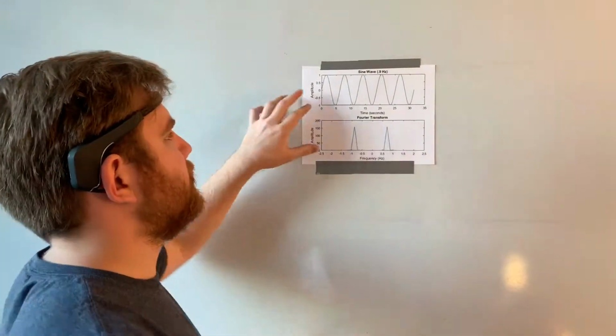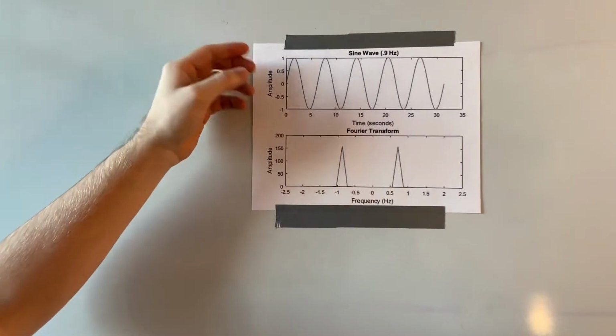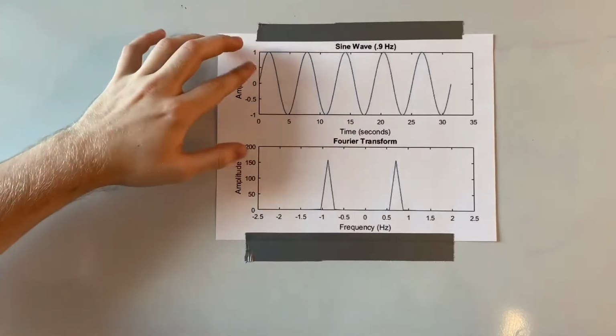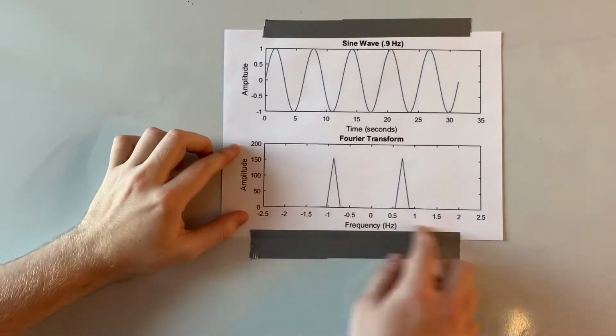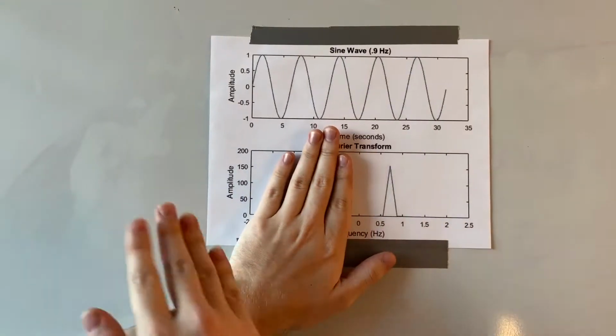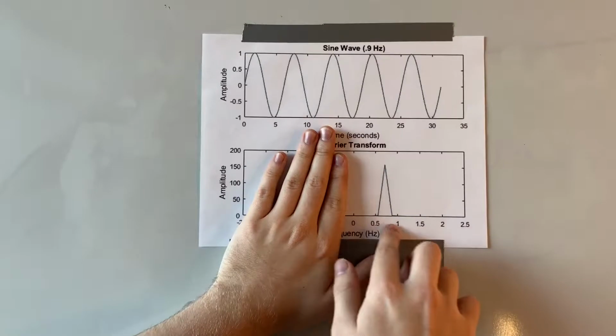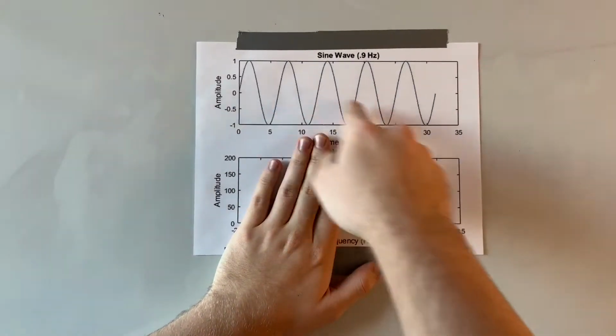So in this graph, we can see the actual result of the Fourier transform. We have a sine wave up here, which is operating at 0.9 hertz. And then if we take the Fourier transform, it gives us this plot here, which is reflected on both sides of the zero. But essentially, we can ignore this half and just look here, and we see that there's a distinct peak right at 0.9 hertz that corresponds to the frequency of the sine wave above.